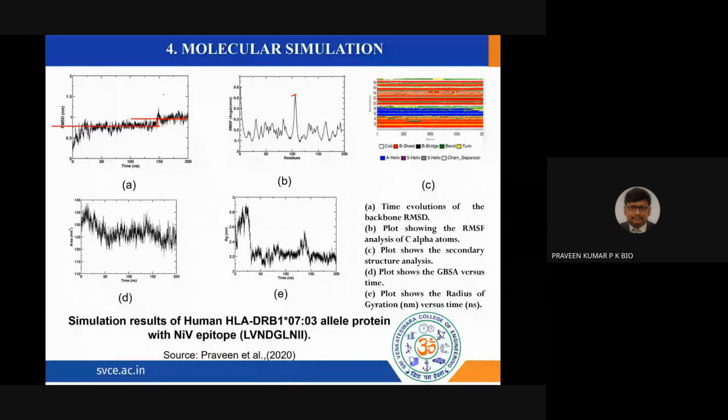Got it? So we try to dock with the human MHC molecules, and whatever we have docked, we try to go for MD simulation. So we have got RMSD, RMSF, and then area. Even after a certain time, we can find a stable thing. And how about the radius of variation?